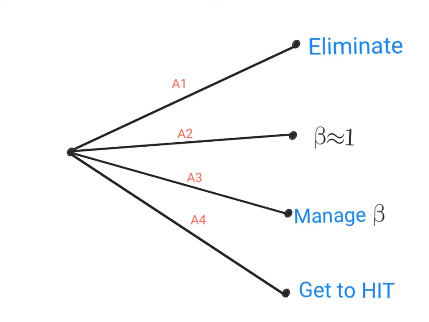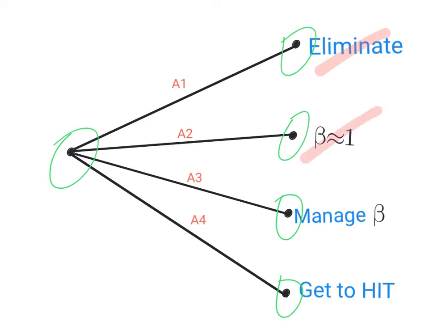Let's start with the simplest possible decision tree to represent these 4 actions and the 4 outcomes. So we have our initial node back here, and we have 4 terminal nodes, and each terminal node is associated with one, but only one action. So eliminate, reproduction number approximately equal to 1, managing that reproduction number so that you get an approximately constant rate of new infections, or get to herd immunity threshold as fast as possible.